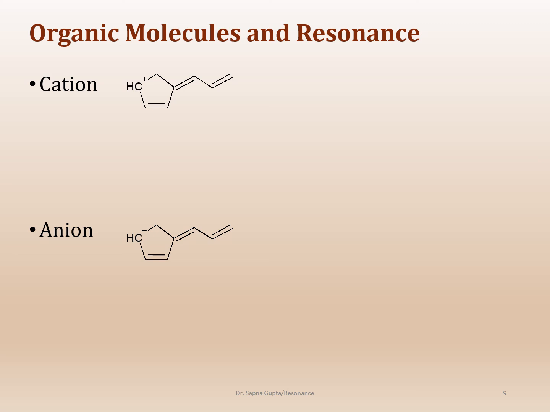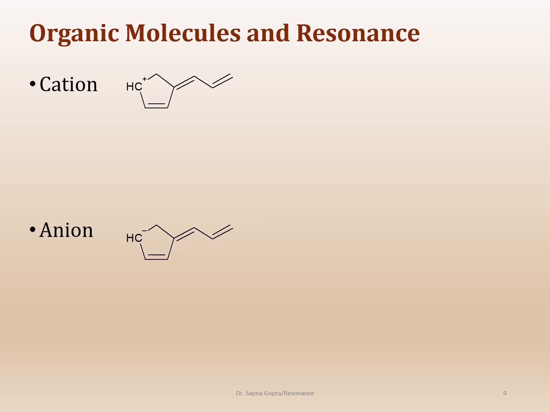On this slide, I have two examples for us to work on, and the two examples are going to be one for a cation and one for an anion, because I want to show you how to move these electrons and how to write these resonance structures. So let's start with the top one, which is a cation.